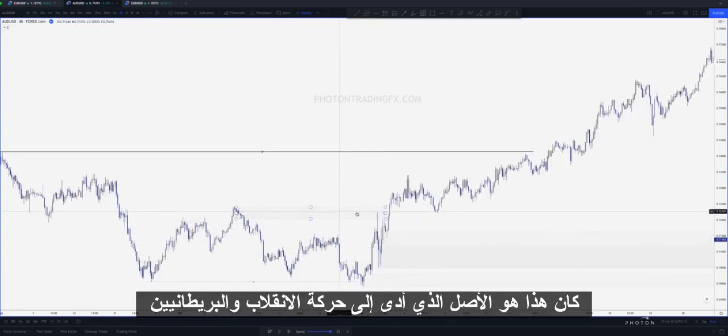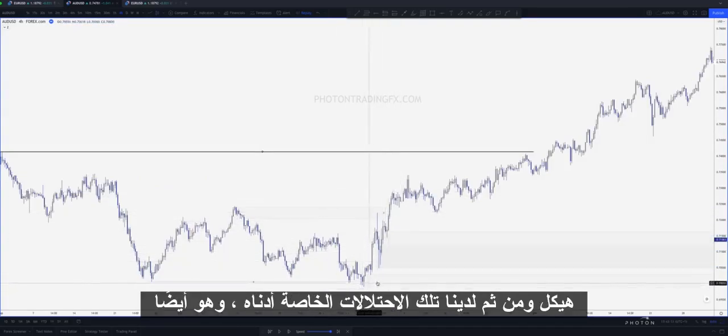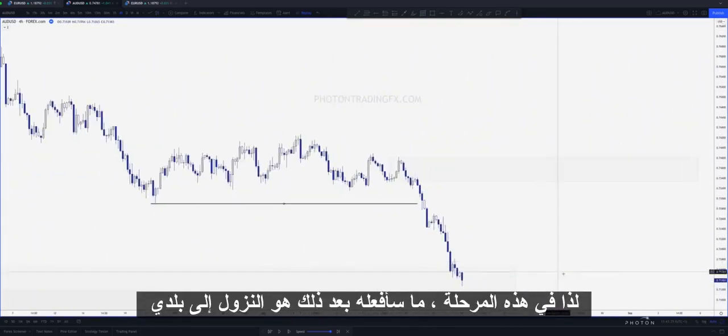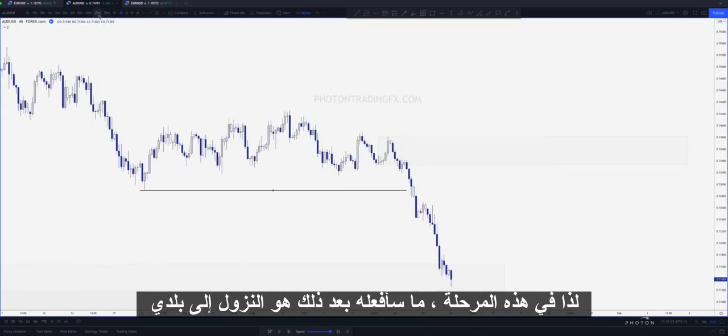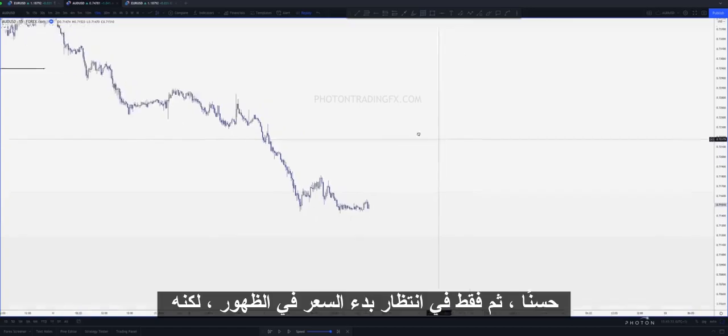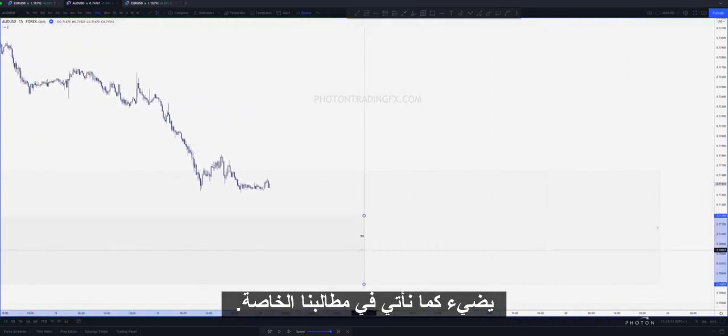That was the origin of the move that led to the flip and the break of structure, and then we have that sweep zone just below, which is also nice. So at this stage, what I would then be doing is dropping down to my lower time frames, and then just waiting for price to start to show bullish signs as we come into our demand zones.